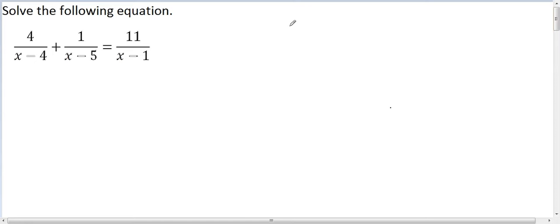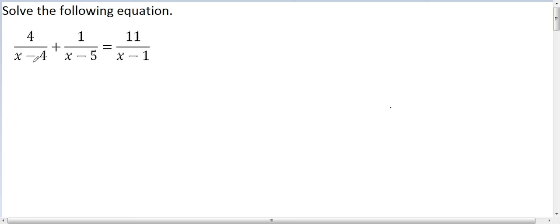So the least common denominator for these three fractions is x minus 4 multiplied by x minus 5 multiplied by x minus 1. So essentially the multiple of all the three denominators multiplied together. So the next step would be to multiply the entire equation through by that common denominator. When we do, let's start by looking at what it does to the first fraction.